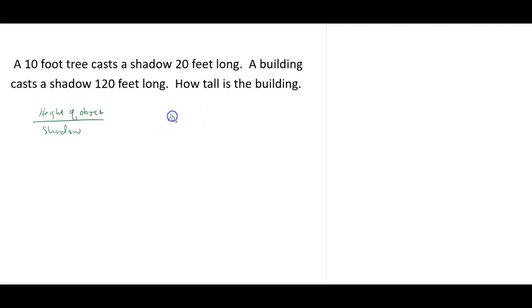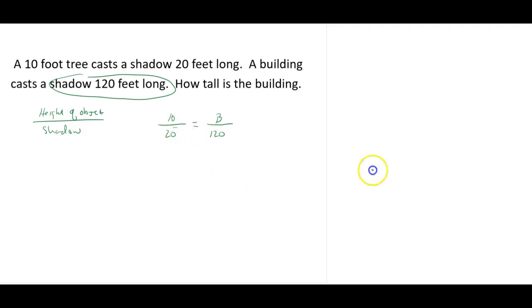So the tree is 10 feet, and that casts a shadow 20 feet, equals a building casts a shadow 120 feet. Where do we put the shadow? In the denominator. So that goes in the denominator. Do we know the height of the building? No. So I'm going to use B for building.